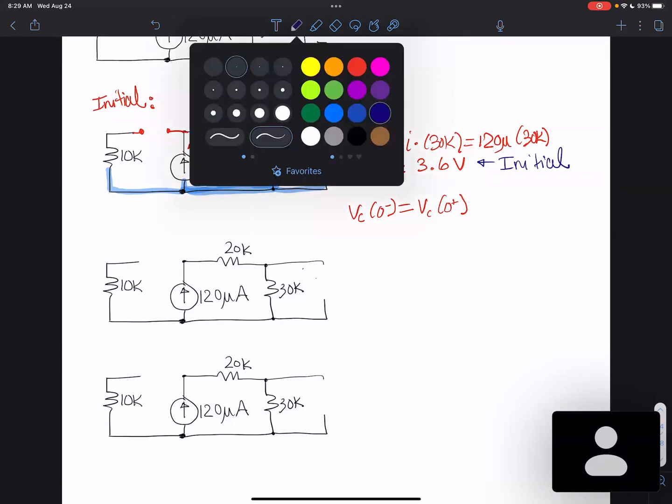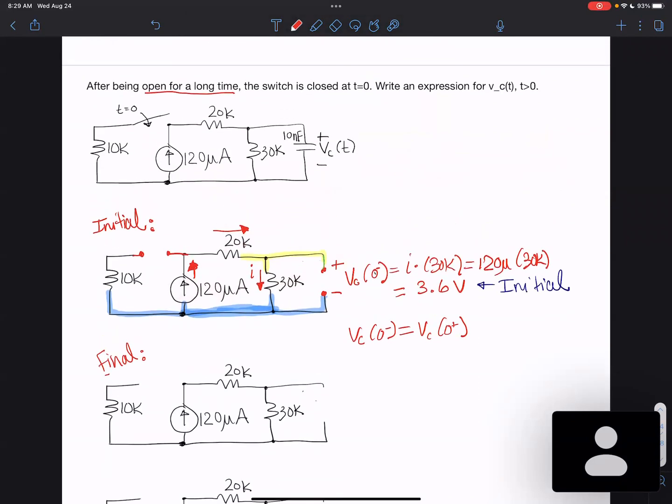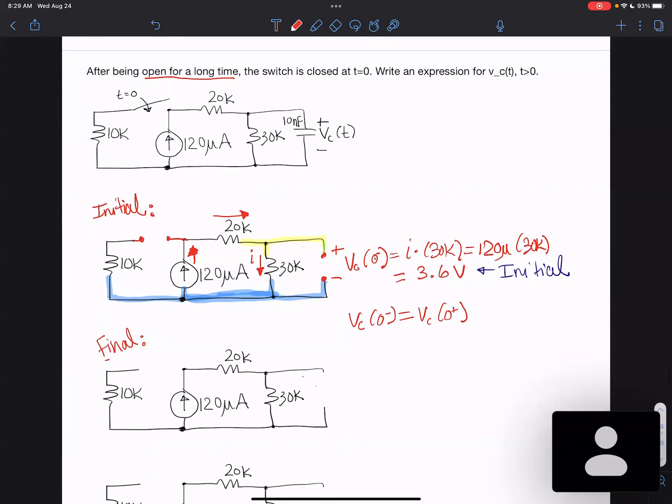Okay, now I need to find my final value. So I redraw the circuit and determine what do I do with the switch and what do I do with the capacitor. Now the switch is closed for the final. So what do I do right here? Just connect them, right? Good job.